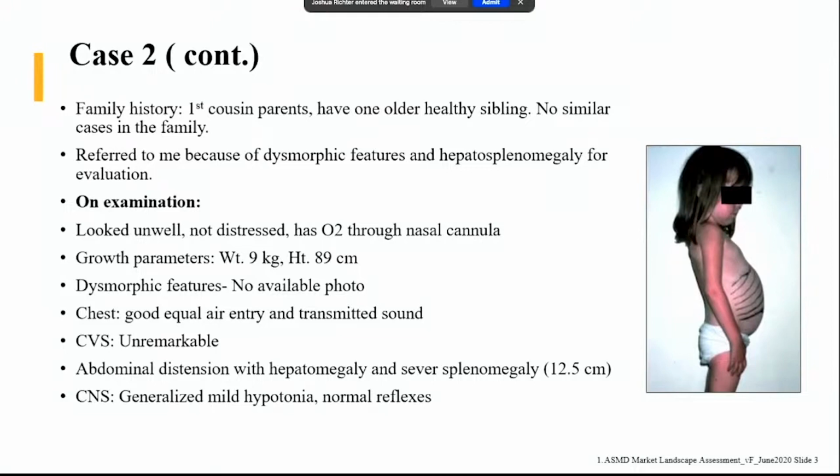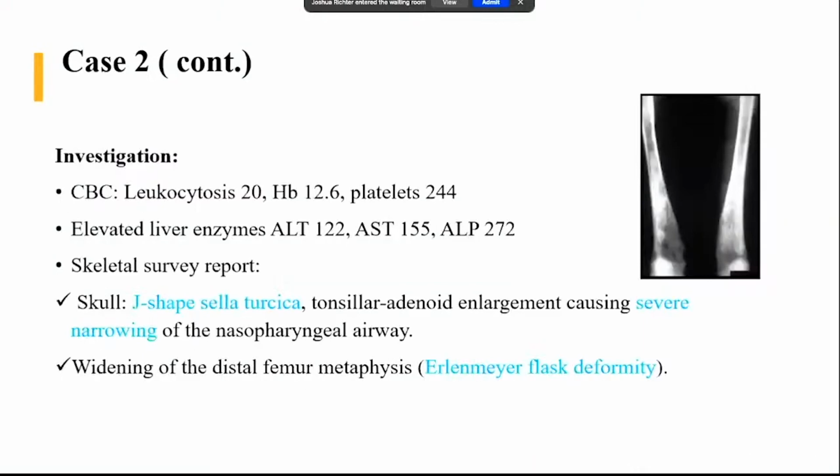The span was 12.5 centimeters by ultrasound, and on CNS examination she only had mild hypotonia but normal reflexes. Investigation: CBC was okay apart from leukocytosis, because at the time of admission she had pneumonia. She also had elevated liver enzymes. Skeletal survey showed J-shaped sella turcica. It also showed severe narrowing of the nasopharyngeal airway because of tonsillar and adenoid enlargement.